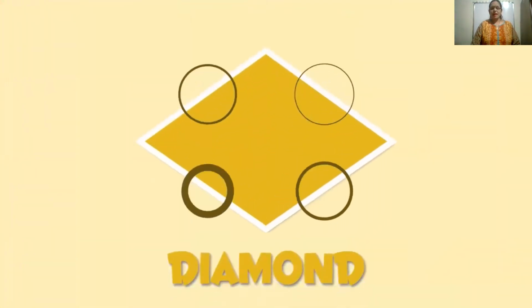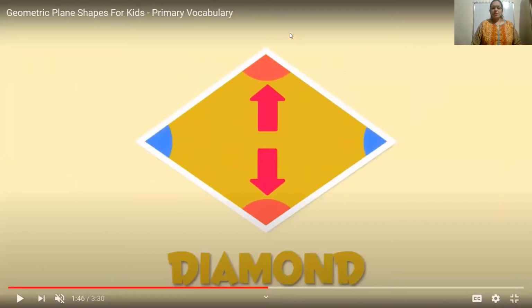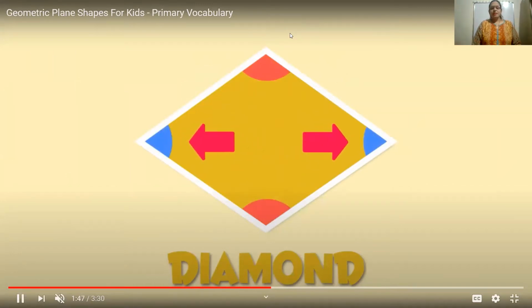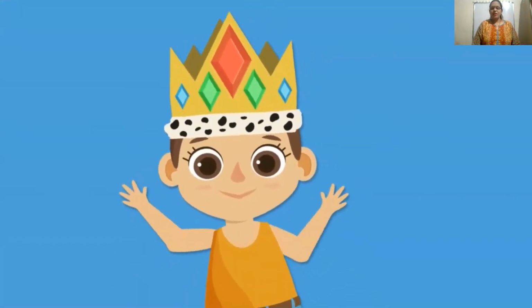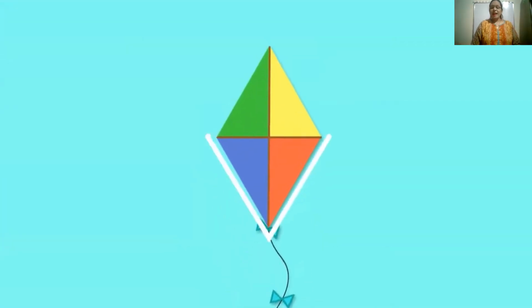Next shape is diamond. So, diamond shape: all the sides are equal, but the angles are not equal. So this type of shape is called a diamond, right? See, they are different, angles are different. Boy is wearing a crown in which there are 5 diamond shapes. Kite shape is also a diamond.